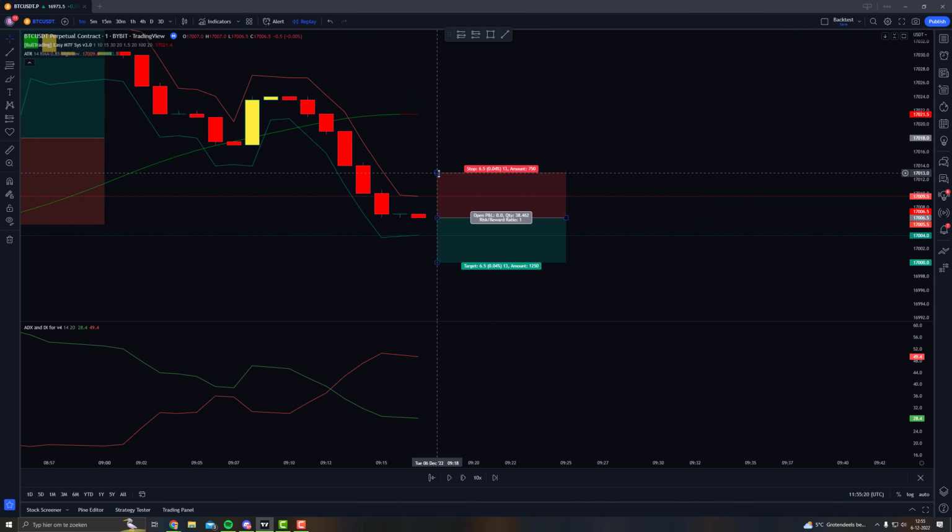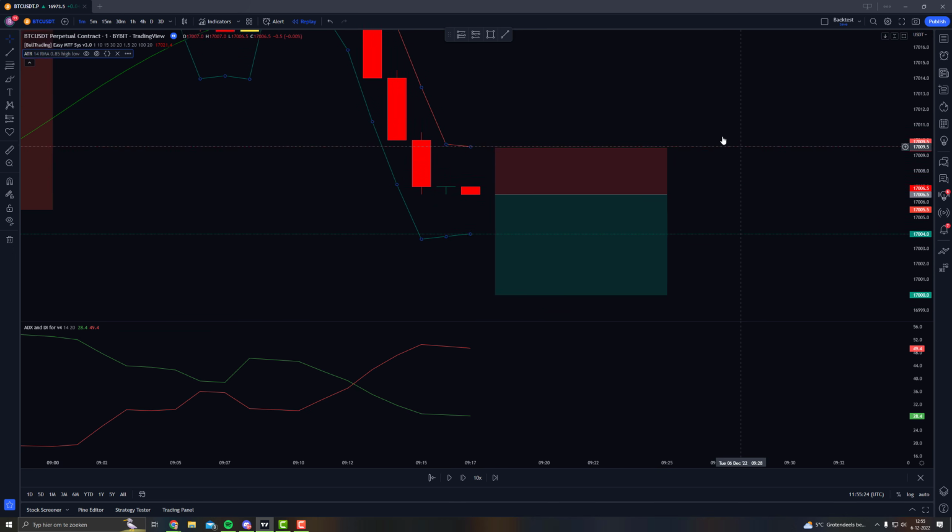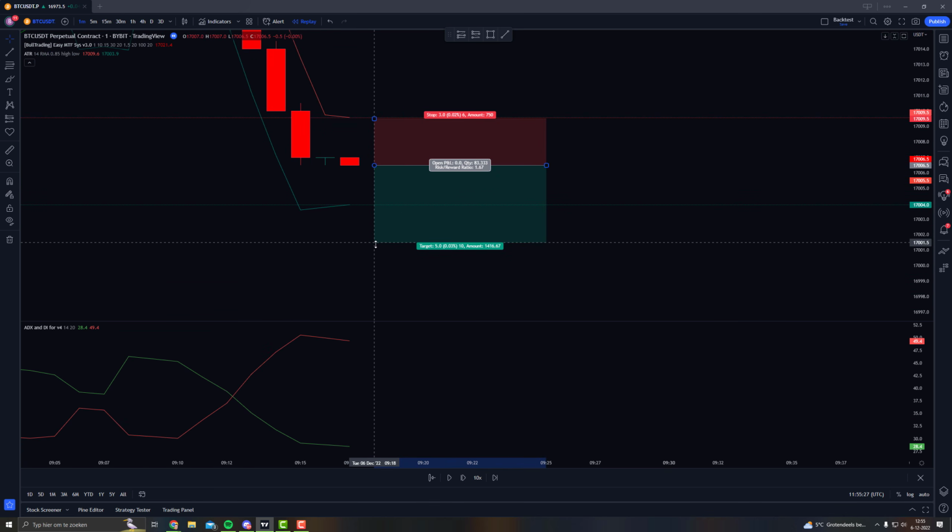So you can set your entry right there on the bottom. You set it on the ATR level, your stop loss, and do it times 1.5 like that.